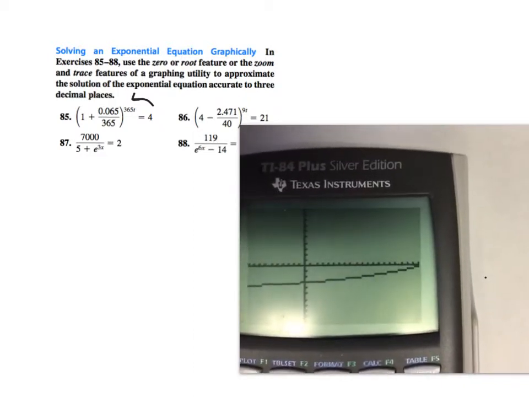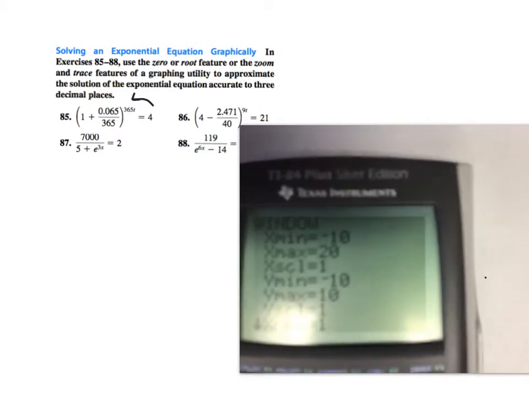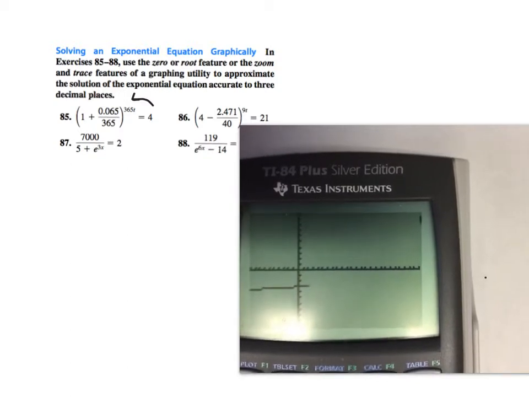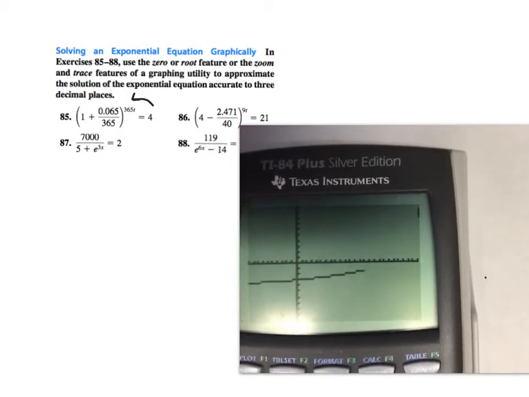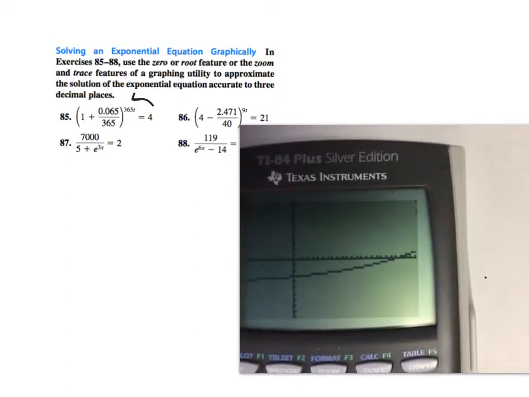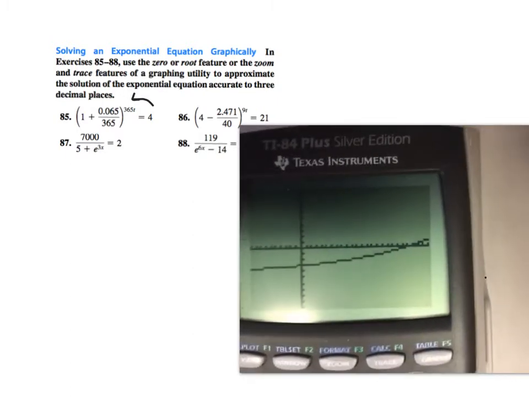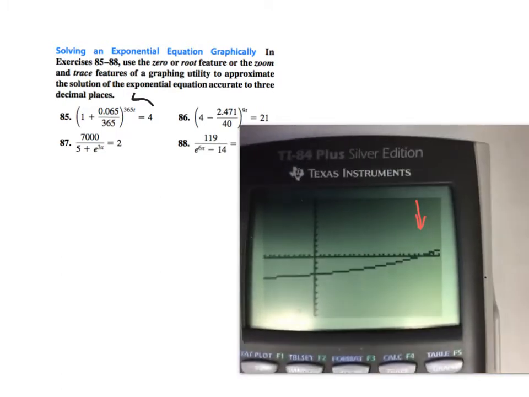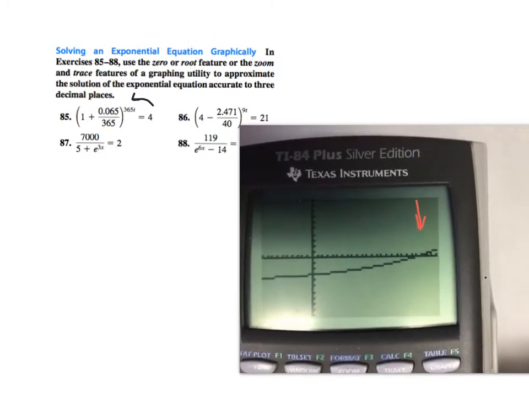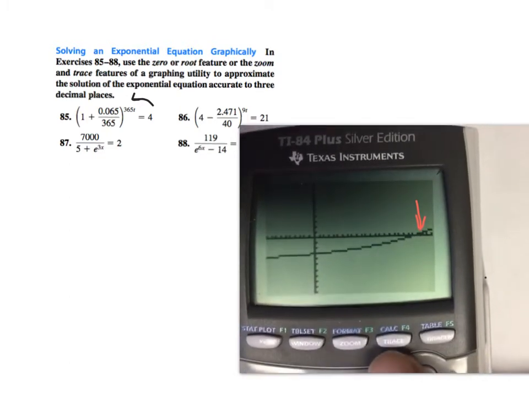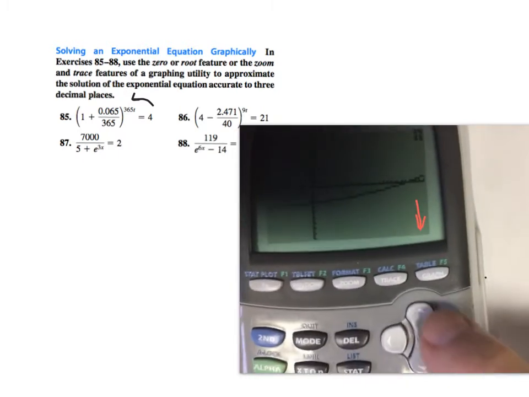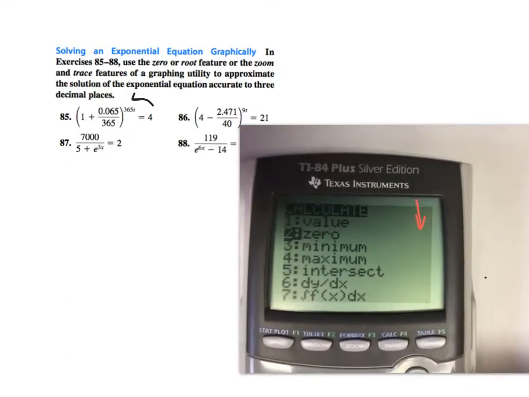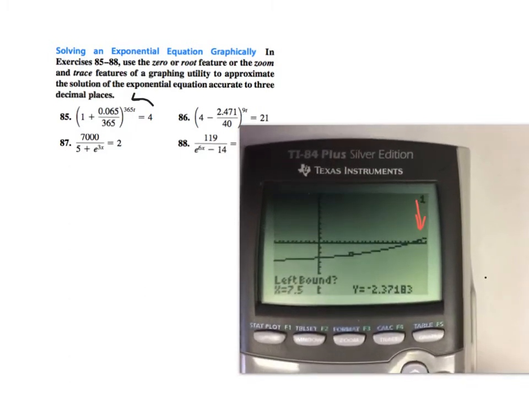It looks like it's pretty close to 20 actually, so I'm going to go ahead and change my window to 25 to make sure I'm actually seeing that value. And keep in mind what I'm looking for is this guy right there. Okay, so the next thing I'm going to do is find the calculate button, which is right above trace. So I'm going to do second, calculate, and that has the 0. So I'm going to go to 0, which is the x-intercept, and it asks for the left bound.